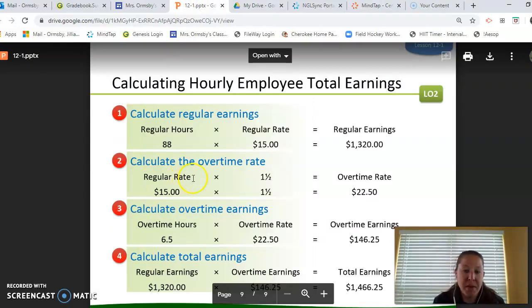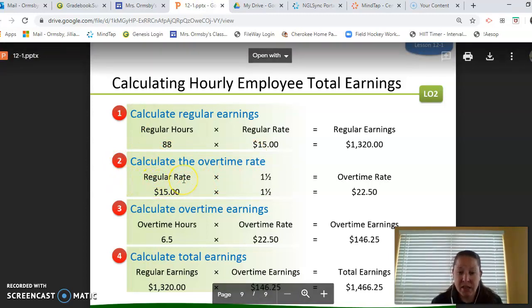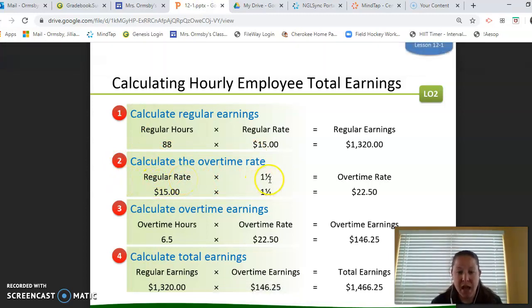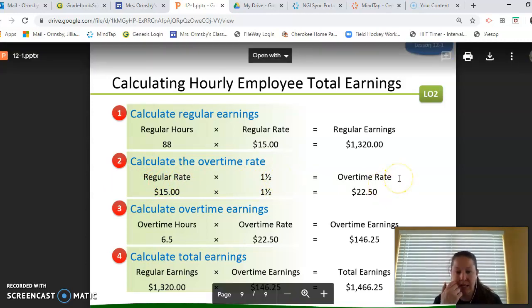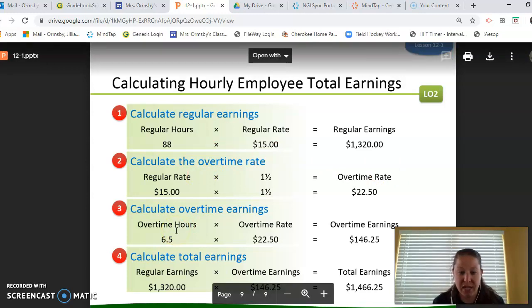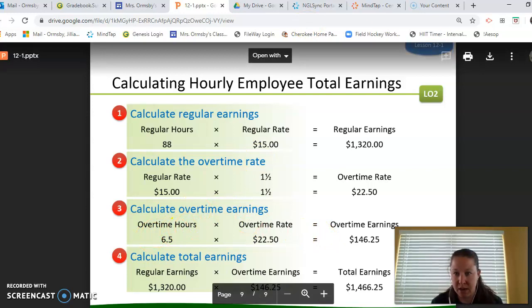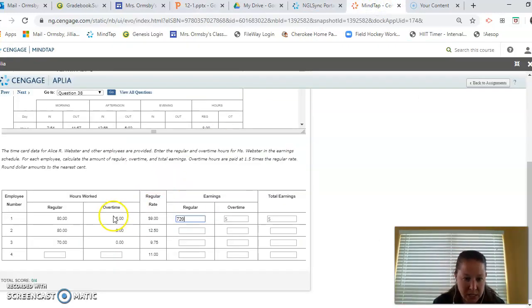Again, if you look at the PowerPoint, number 2, it says how to calculate the overtime rate. So you would just take the regular rate and multiply it by 1.5. And that's going to give you the overtime rate. And overtime for most companies typically is time and a half, your regular rate times 1.5. And then to get the overtime earnings, you take the overtime hours times the overtime rate. So I'm going to show you guys how to do this now.